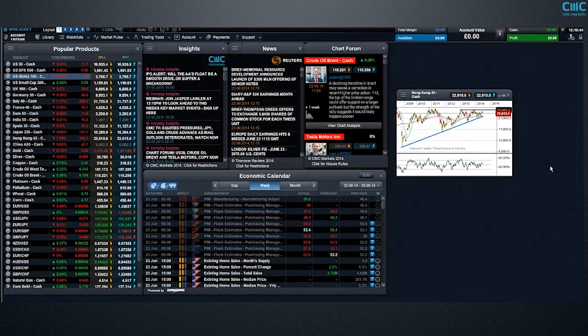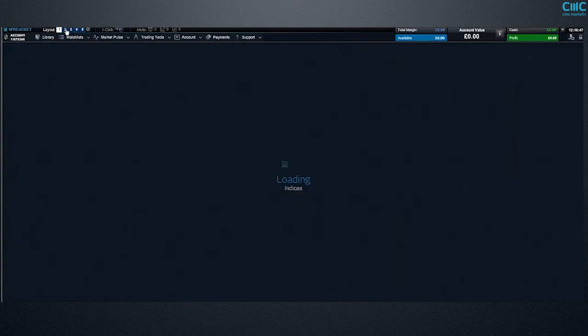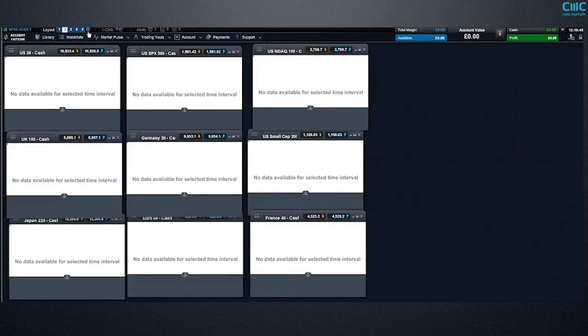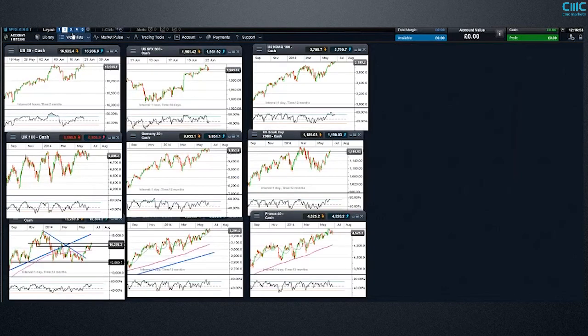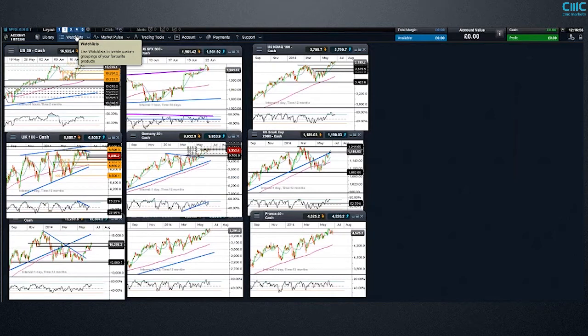So I think probably where we'll start is I have my pages split up here in terms of asset class, and the first page I have is just the indices. So let's have a look at the UK 100.